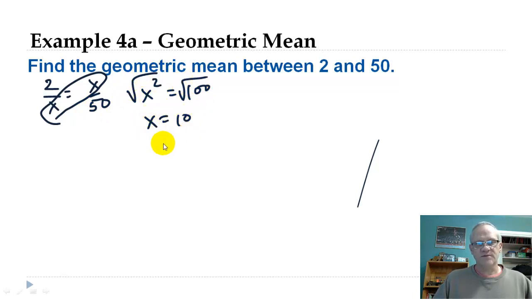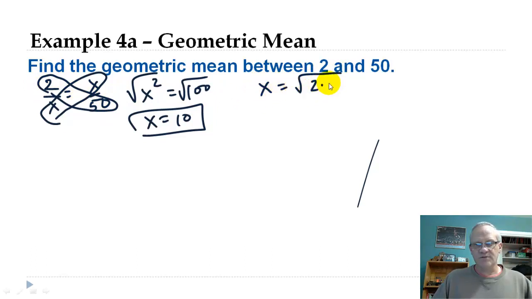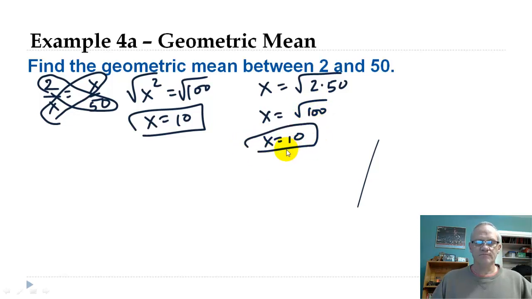X is 10. I did that by cross multiplying there, but if I can just remember that formula, x equals the square root of 2 times 50, that's all I need to do. And I can go right to the part that says x is the square root of 100, and the square root of 100 is 10. Okay?